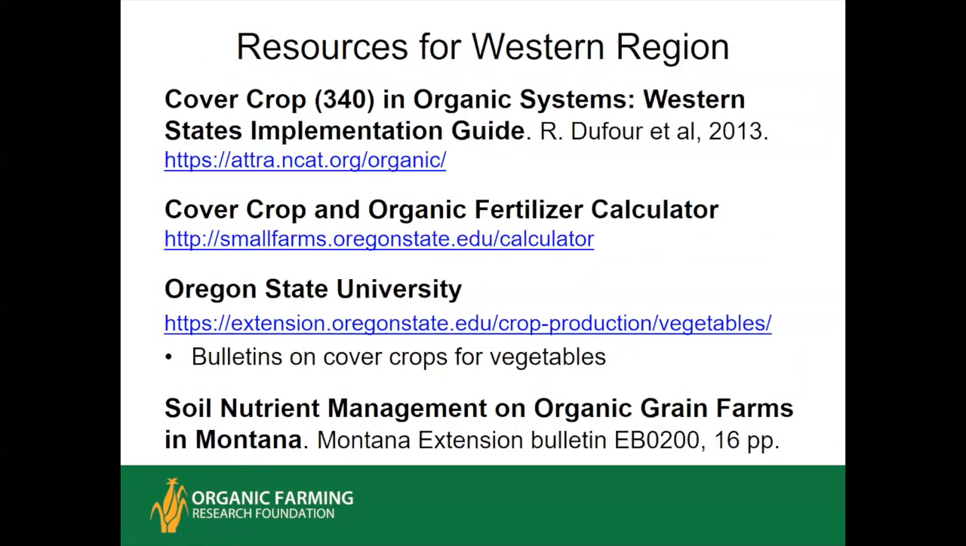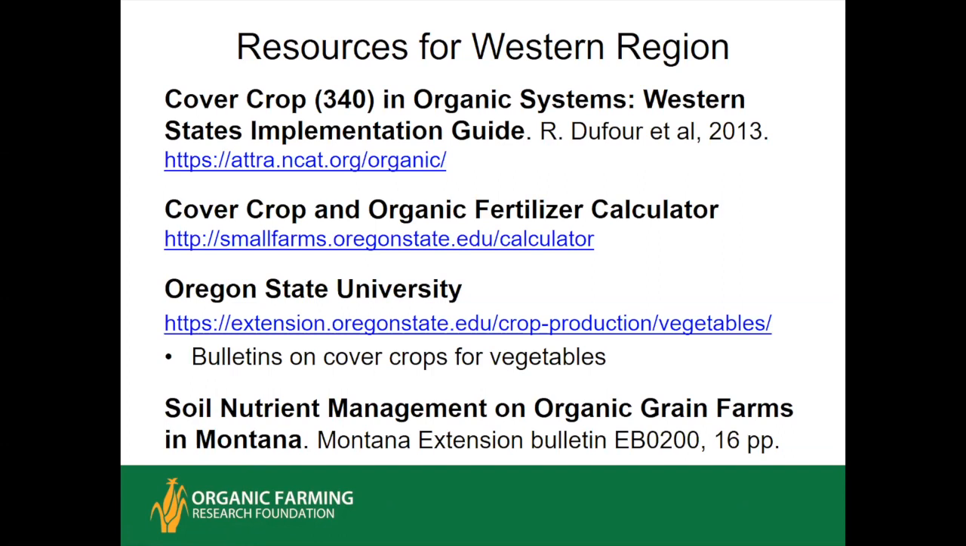And then resources specific to the Western region. I borrowed some photos and some other information from this. It is by Rex Dufour at National Center for Appropriate Technology, the ATTRA program. This is a cover crop and organic fertilizer calculator for Oregon State, most applicable to maritime Pacific Northwest, but they also have another calculator for east of the Cascades or drier regions.